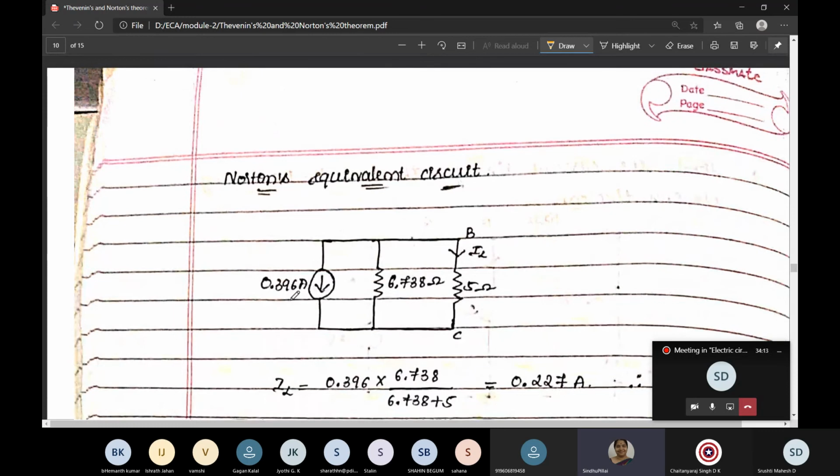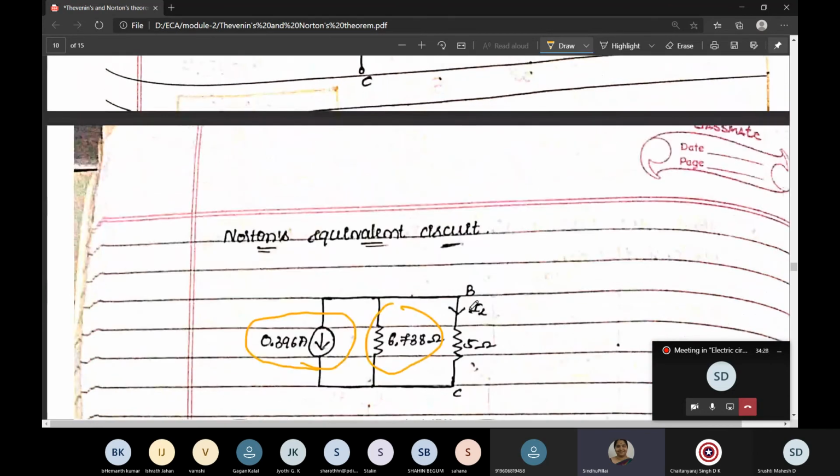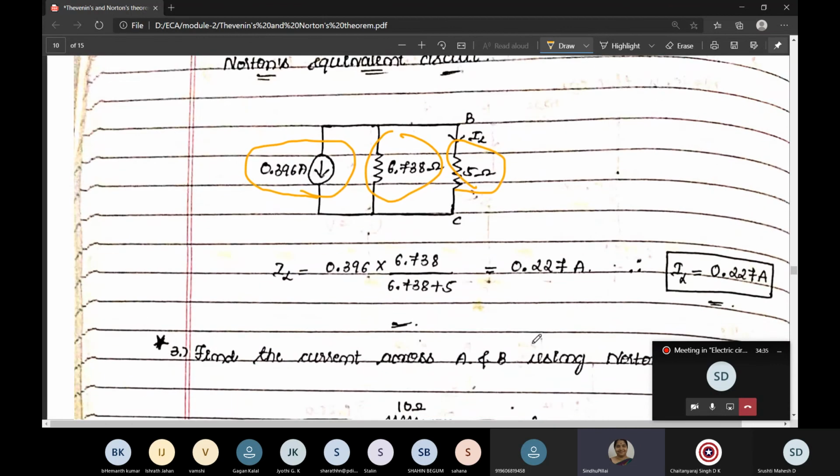After that, you have to write the equivalent circuit. What we had assumed? We had assumed the current downwards. So this is Norton's short circuit current and this is the impedance, that is 6.7, which we had got here. And the load terminal BC they had given, that is 5 ohm. We have to find out the current in this 5 ohm. So it is nothing but go with the branch current, main current into resistance of the opposite branch divided by sum of resistances will give you the load current IL.